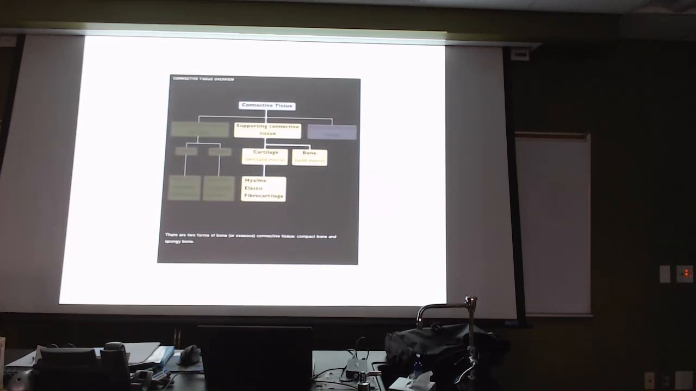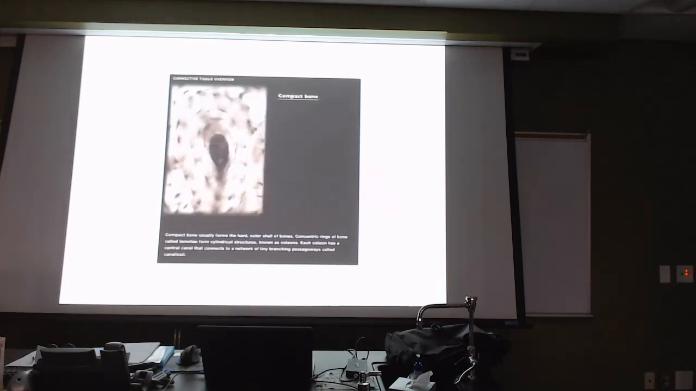There are two forms of bone, or osseous connective tissue: compact bone and spongy bone. Compact bone usually forms the hard outer shell of bones. Concentric rings of bone, called lamellae, form cylindrical structures known as osteons. Each osteon has a central canal that connects to a network of tiny branching passageways called canaliculi. The central canal and canaliculi contain blood vessels.